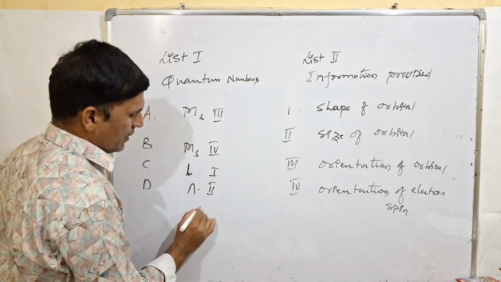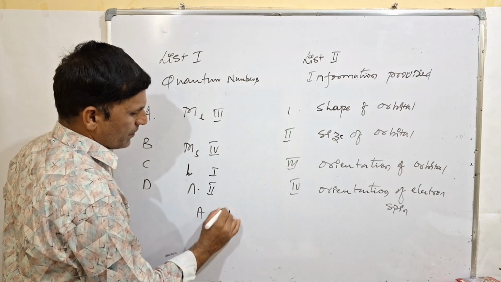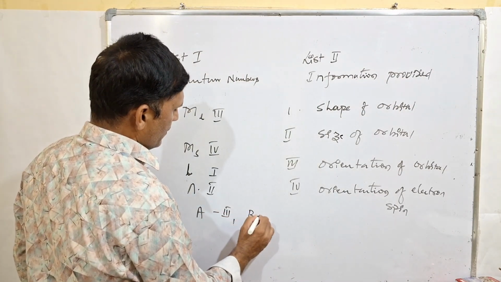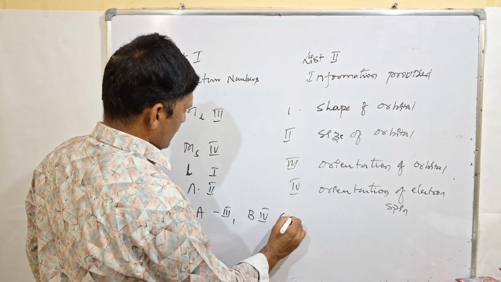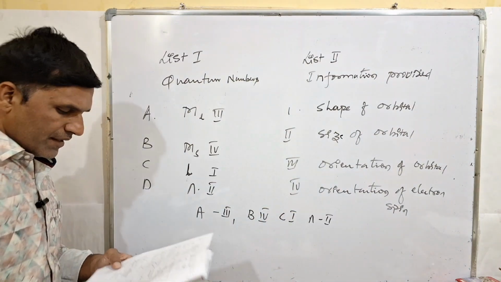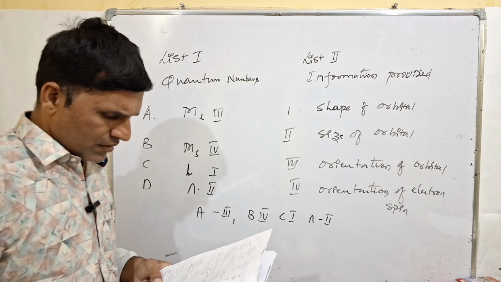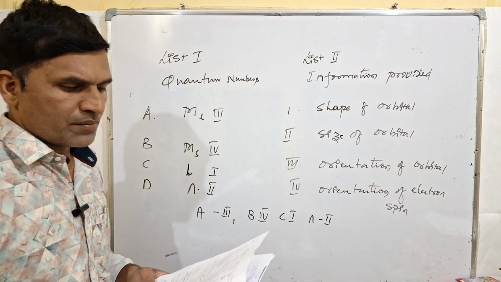So therefore A to 3, B to 4, C to 1, and the right option among the given options is the fourth option.